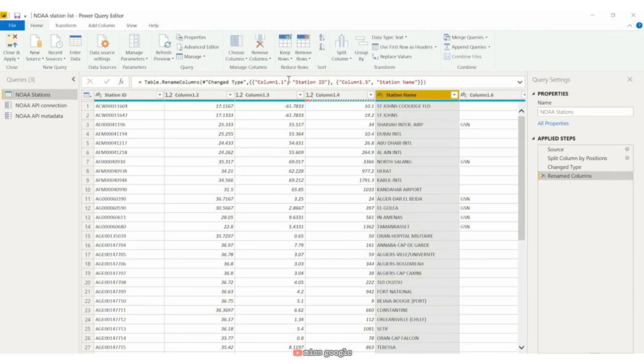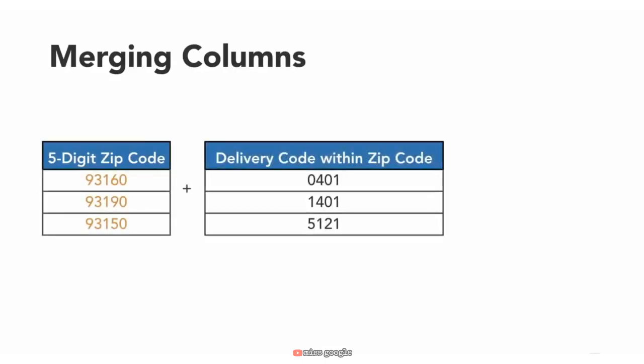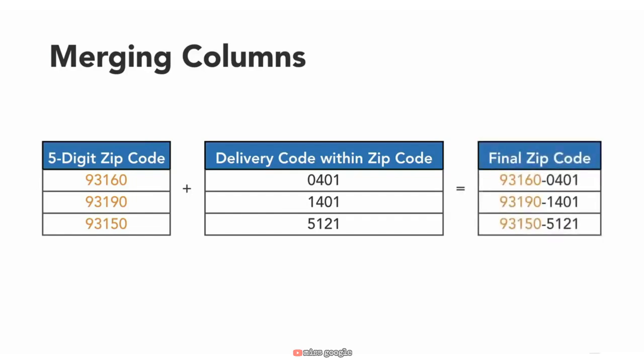Merging columns works the opposite way of splitting them. It takes two or more columns and combines them into a single field in a functionality similar to concatenation. We see here, we take a 5-digit zip code and combine it with the 4-digit delivery code for the zip code into a final zip code. It uses a dash to separate the fields. In order for the merge functionality to work, the merge fields must have the same data type.